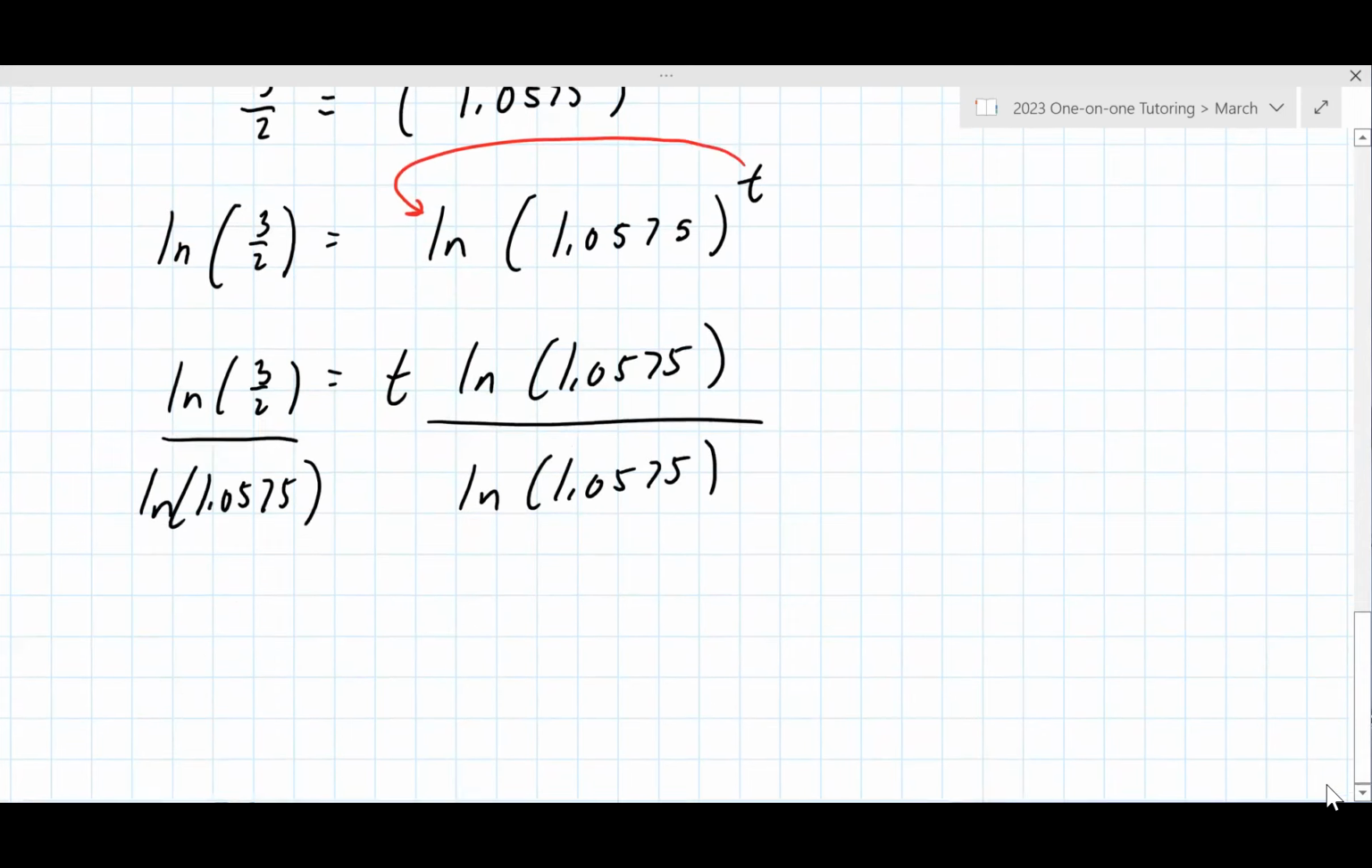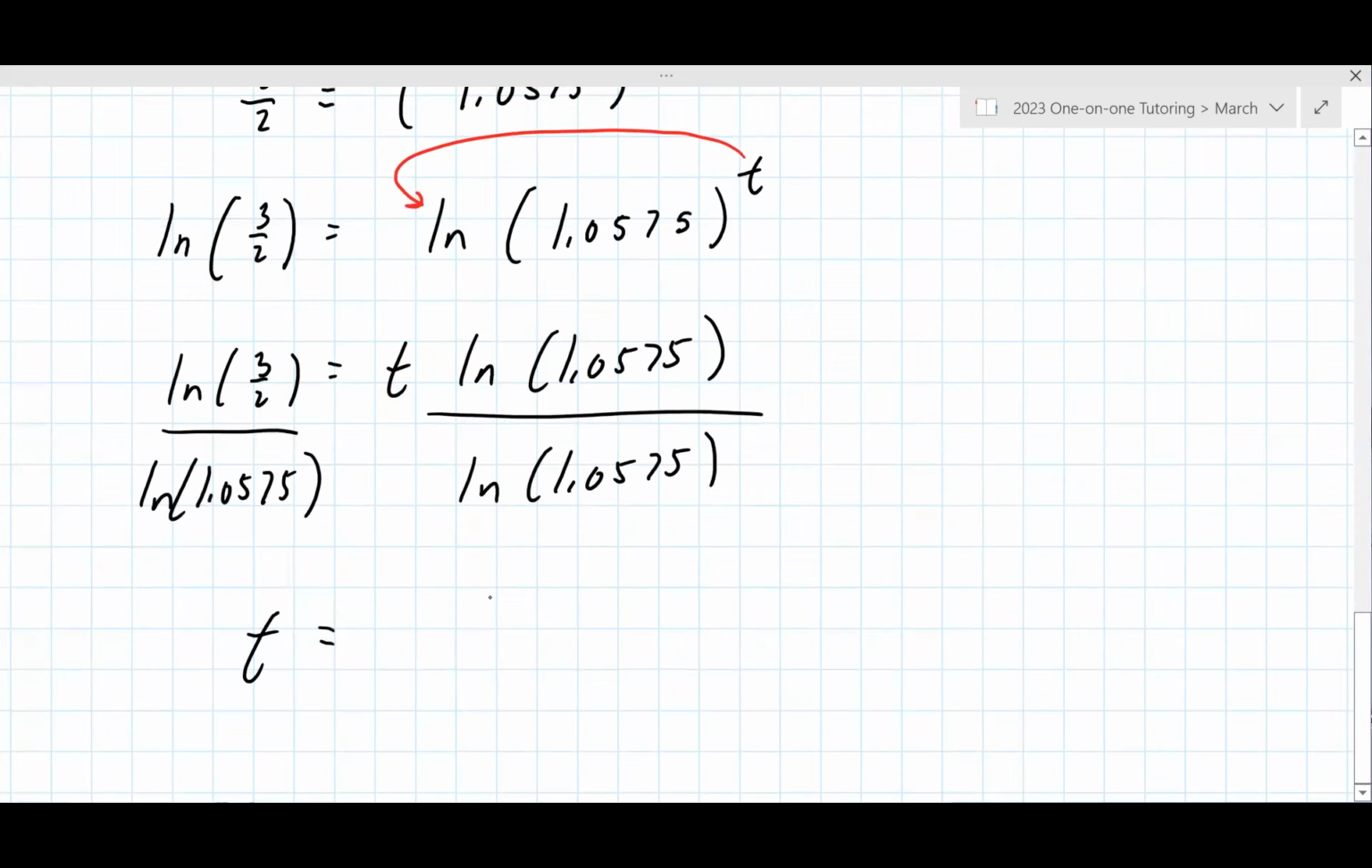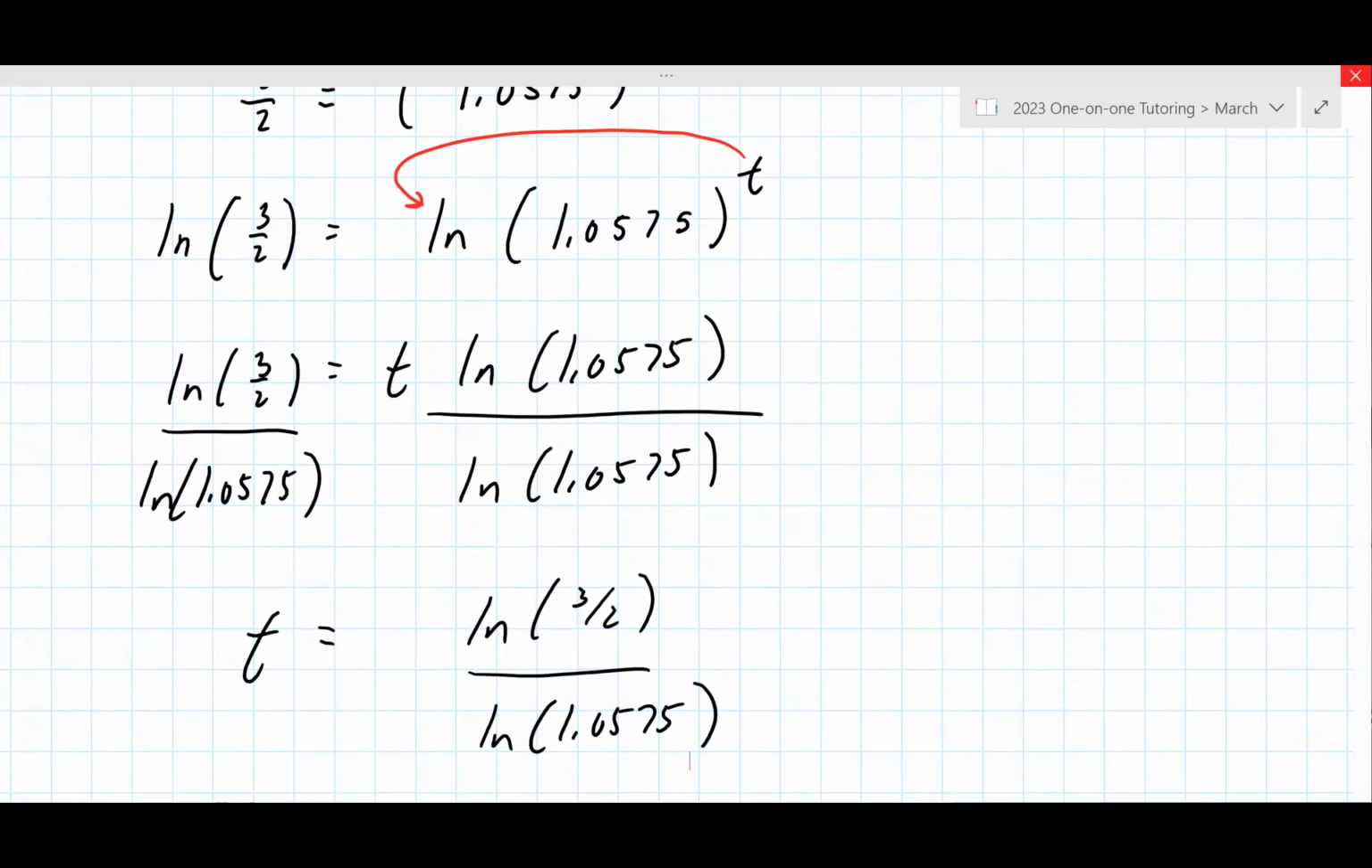Okay. And so the t is, from the calculator, 3/2 natural log 1.0575. And then that's what I'm going to plug into the calculator. Yep, and I'm going to do that as well. Hopefully this works out nicely. It says to the nearest percentage, so I'm guessing it'll be really close to like 2 or 3 or 4.